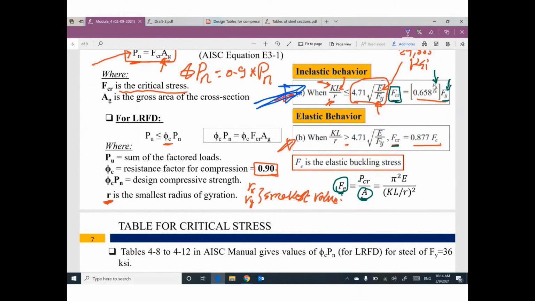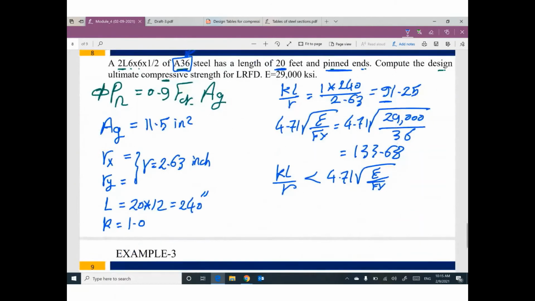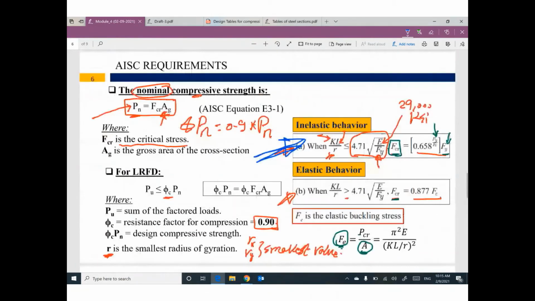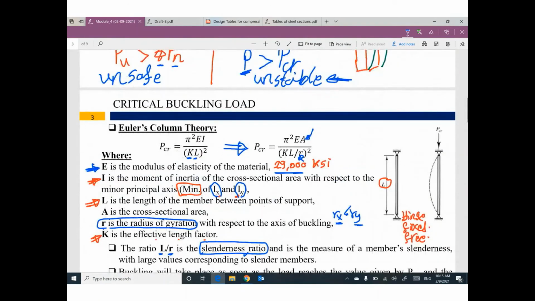Isn't 29,000 KSI, and then you're dividing by 36, or sorry, PSI and dividing by 36 KSI? No, this one is KSI. This one is KSI. 29,000 KSI, 29 million PSI. Okay. Thank you. If you go back, I gave you this information here. E for steel, 29,000 KSI or 29 million PSI.